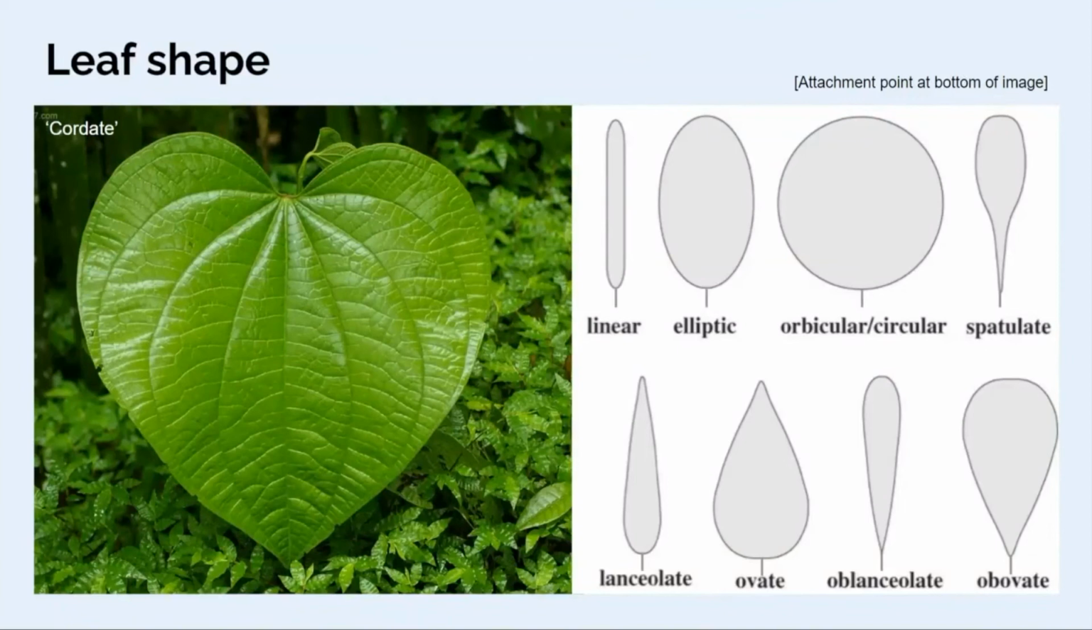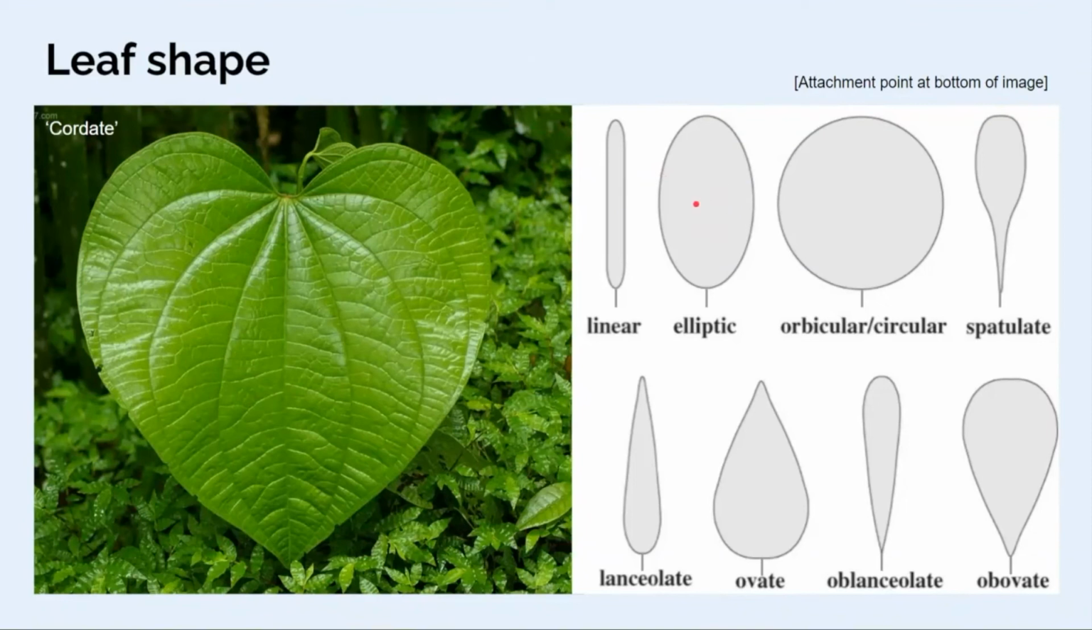I put a little attachment point on these just to make sure it's clear. So linear, more like a line, rather thin, with even parallel edges throughout. I'd say probably one of the biggest differences between how we use common terms and how they're used here is this shape. A lot of people would call this shape here an oval, right?